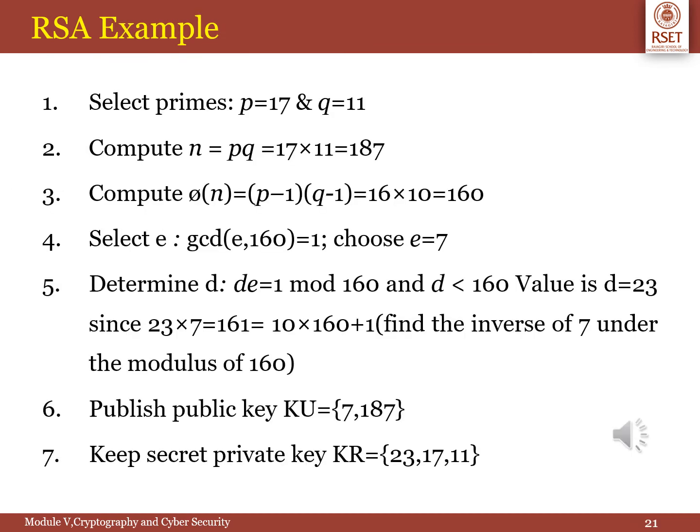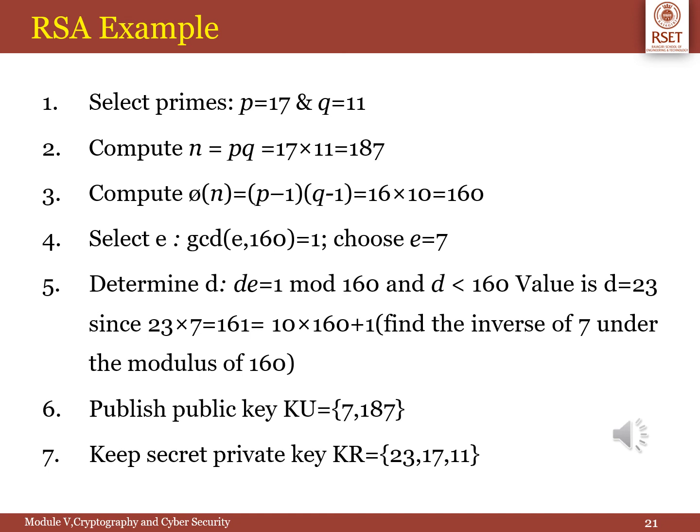Here we have a problem for RSA. We initially selected two prime numbers, 17 and 11, and using these two prime numbers we found n, which is the product of p and q. From that we can find phi of n, which is the Euler totient function, that is 17 minus 1 into 11 minus 1, that is 16 into 10, which is 160. So phi of n is 160, and now we are trying to find e in such a way that GCD of E, comma 160 should be 1.